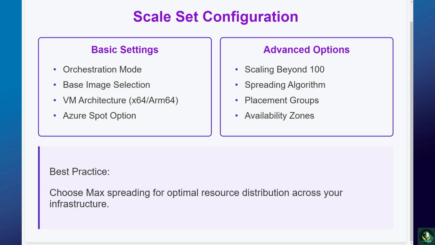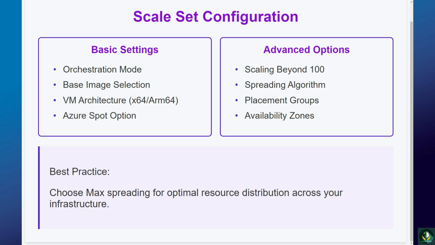Here are some best practices for configuring your scale set. Image selection. Choose images that are optimized for cloud deployment. Consider maintenance and update requirements. Test images thoroughly before deployment. Sizing strategy: select VM sizes based on workload requirements. Consider both current and future needs. Balance performance with cost.